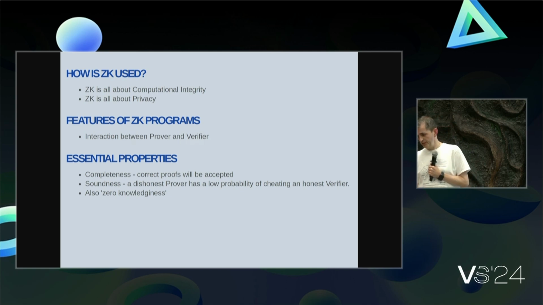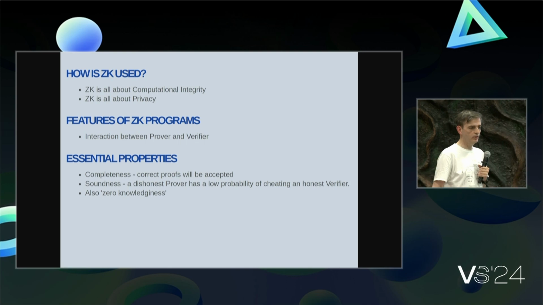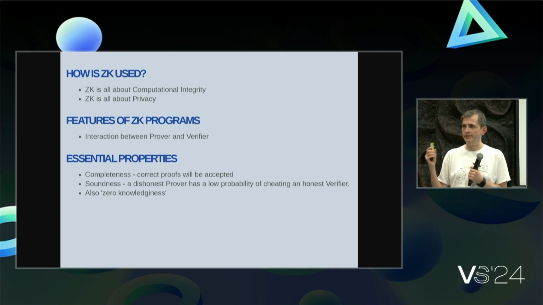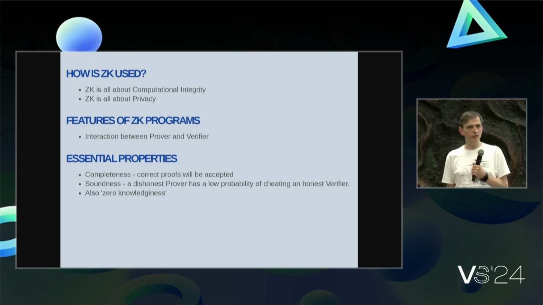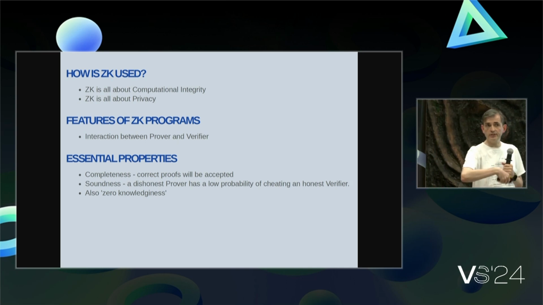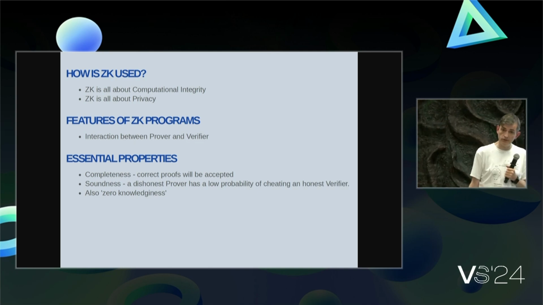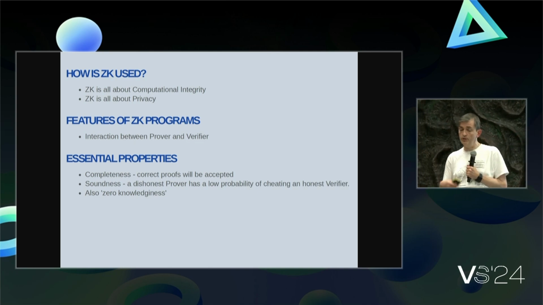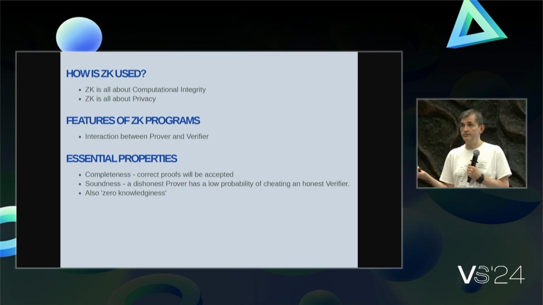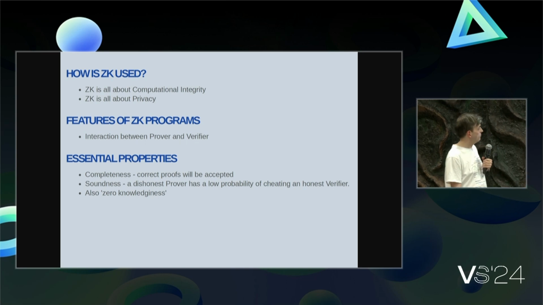So how is ZK used? Well, we've got some aspects. You could say it's all about proving computation, and particularly if we're thinking about ZK rollups, we're proving that the execution of the transactions was correct. It can be about privacy as well, so we shouldn't neglect that, although a lot of L2s are public chains, so they don't really care about the privacy aspect.